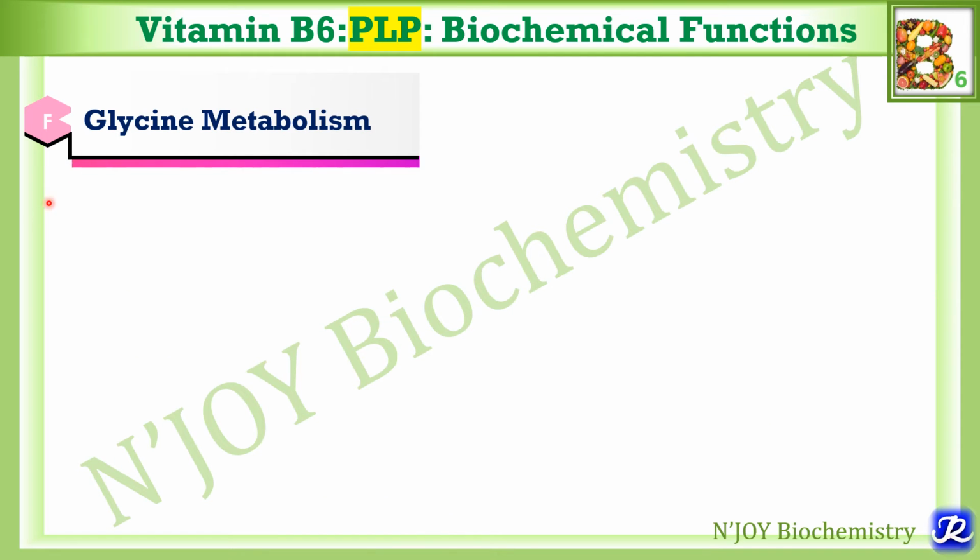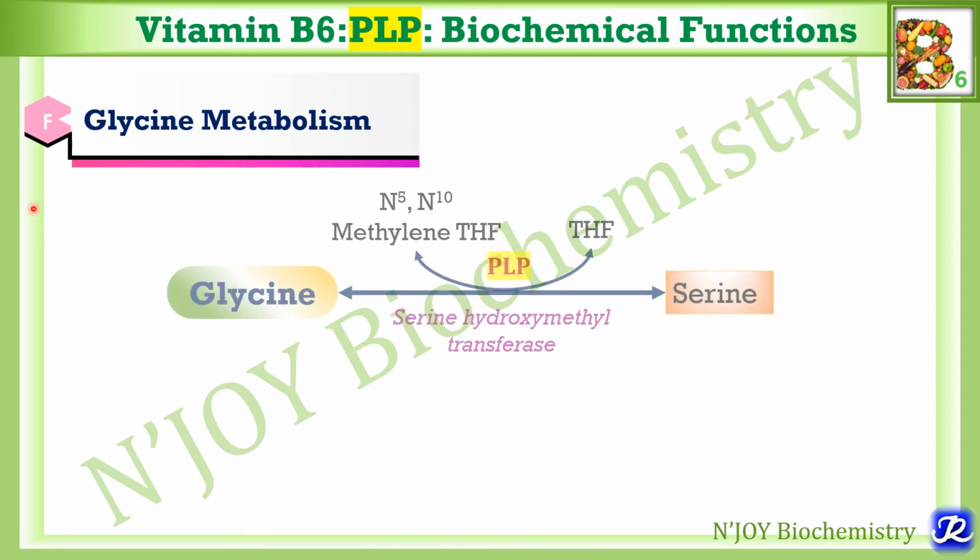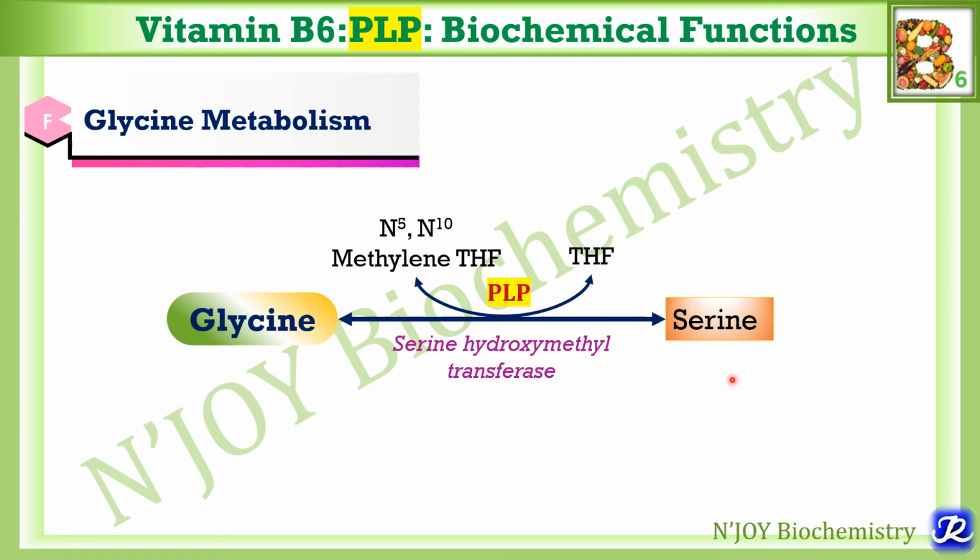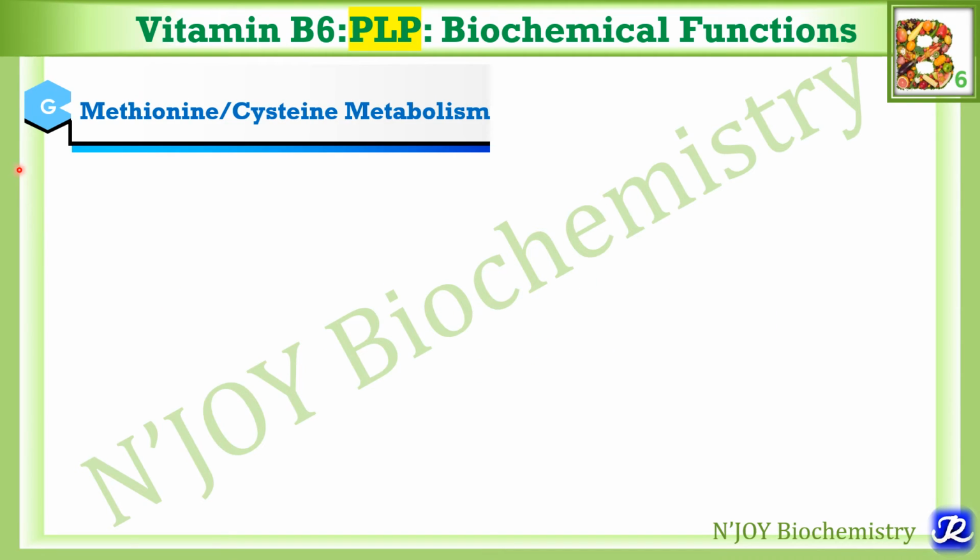PLP also has a role in glycine metabolism. Glycine is converted to serine by serine hydroxymethyl transferase, and tetrahydrofolate is also involved, and it also requires pyridoxal phosphate. What is the role of vitamin B6 in methionine and cysteine metabolism? This is also a very important biochemical function.